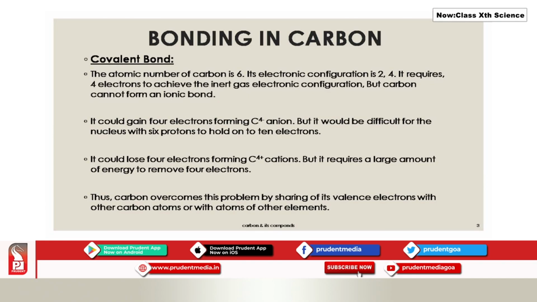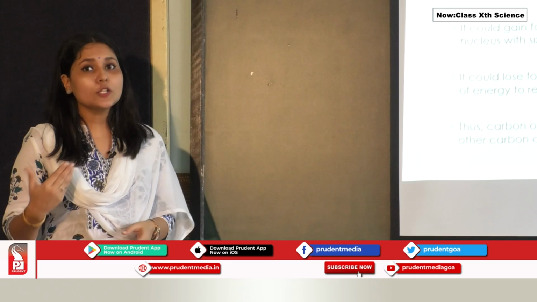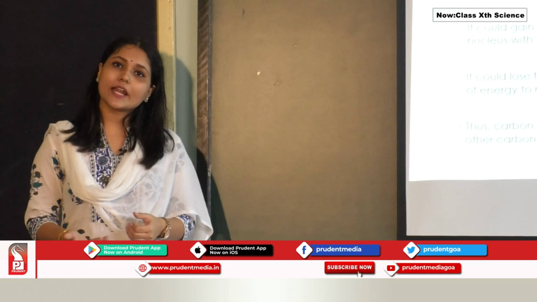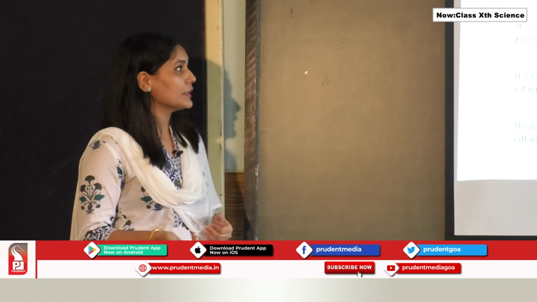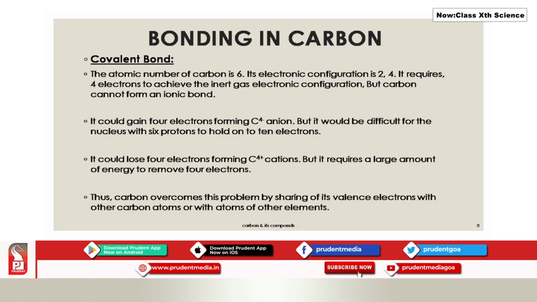So you can see over here, we know that the atomic number of carbon is 6. Carbon is a non-metal. In your 9th standard, you have learnt about the electronic distribution of carbon. So the electronic configuration is 2 in its first shell and 4 electrons in its last shell.